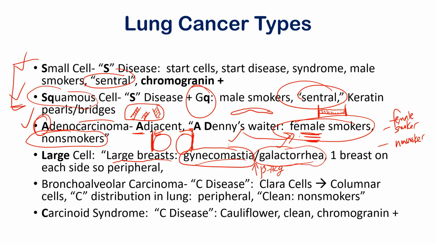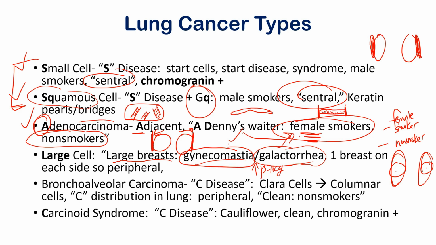And then when you look at large cell carcinoma, if you think of a pair of breasts, you know that there's one on the left and one on the right. So that is the periphery. So when you think of lung tissue, how is the disease going to present? It's going to present on the left and the right. So it's going to be to the periphery.